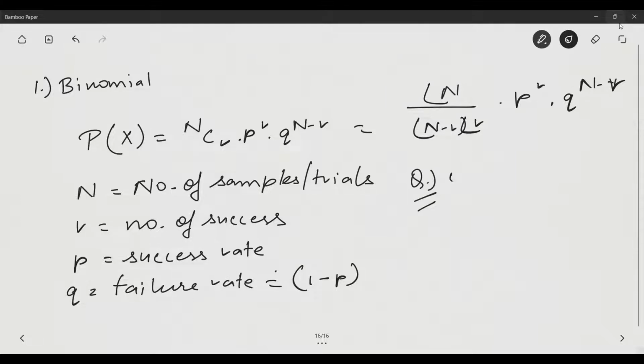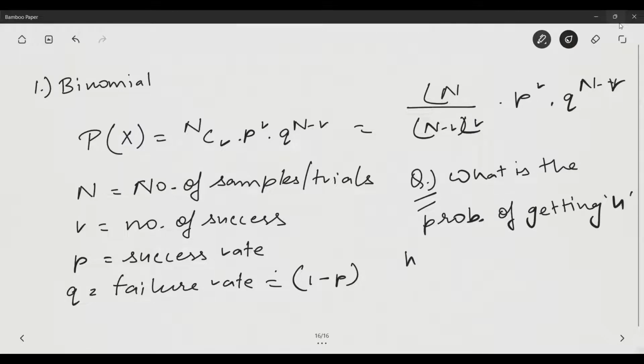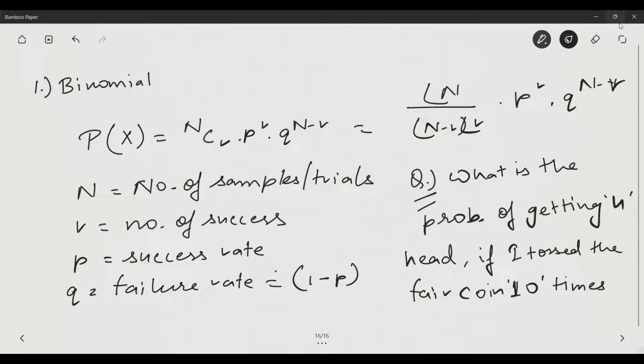So I ask you, what is the probability of getting 4 heads if I toss a fair coin 10 times? I will write this question over here. Okay, now I think I have clearly written the question. Now can any one of you identify n, r, p and q clearly?